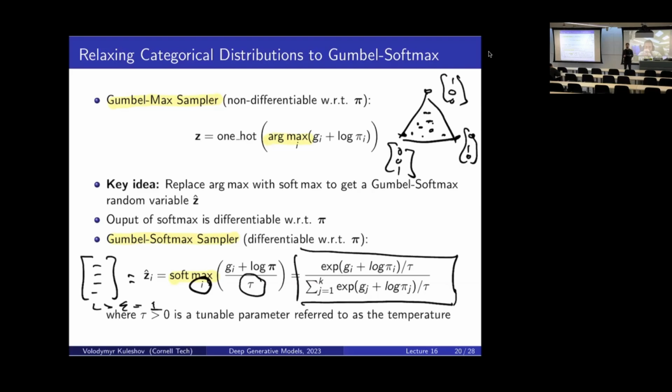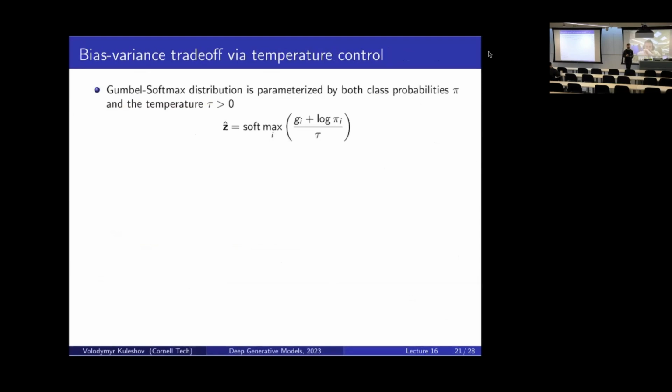And also the main benefit of applying a softmax is that I can now backpropagate through the softmax. I can differentiate through the softmax. So now that I have this variable z hat, I can use this variable as a continuous relaxation of the original z, and in addition, one that is fully reparameterizable.